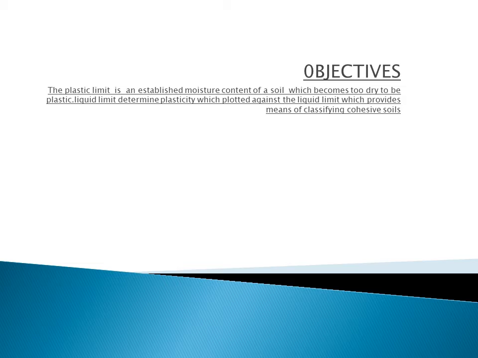Sample preparation. This test is usually carried out as a continuation of the liquid limit test, and the material for the test could be conveniently prepared as part of the liquid limit test. Otherwise, a 400 gram soil sample should be prepared the same way as specified for the liquid limit test. From there, we have the procedures on how to determine the plastic limit.